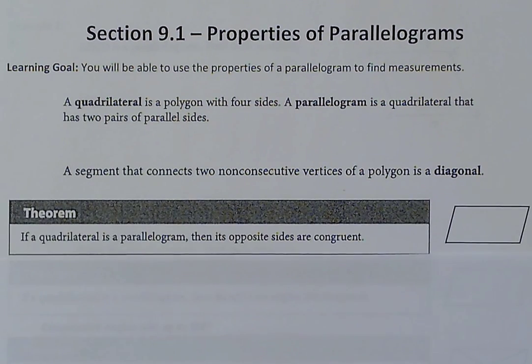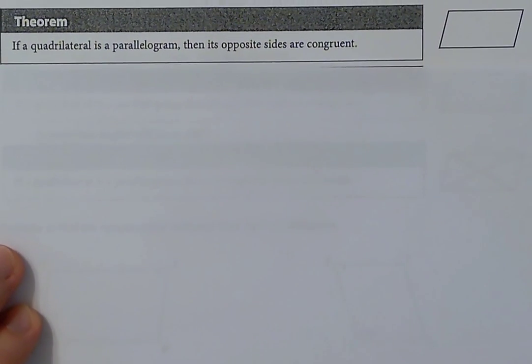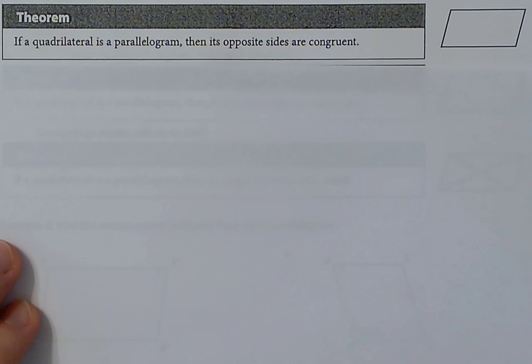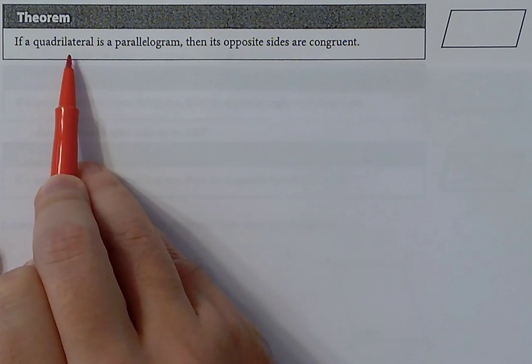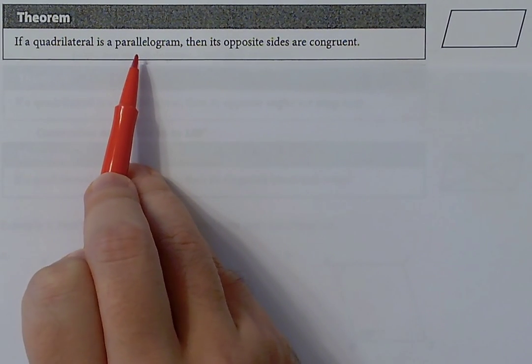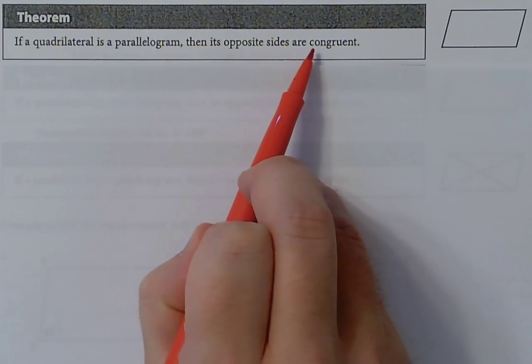Okay, so first theorem. And I'm going to go ahead and move this up so we can just focus on the theorems. Alright, our first theorem is going to state if a quadrilateral is a parallelogram, so if we have a parallelogram, then its opposite sides are congruent.